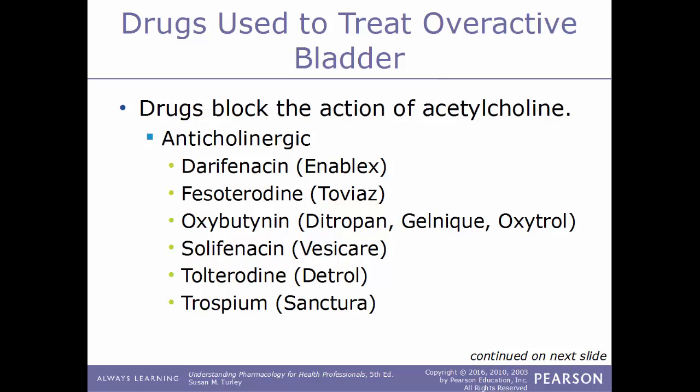The first kind we'll talk about are the anticholinergic drugs. I call them that because they block the action of the neurotransmitter acetylcholine. Some examples of this class would include darifenacin, known by the trade name Enablex, fesoterodine, also known by its trade name Toviaz, oxybutynin, known by its trade names Ditropan, Gelnique, and Oxytrol, solifenacin, known by its trade name Vesicare, tolterodine, known by its trade name Detrol, and trospium, known by its trade name Sanctura.